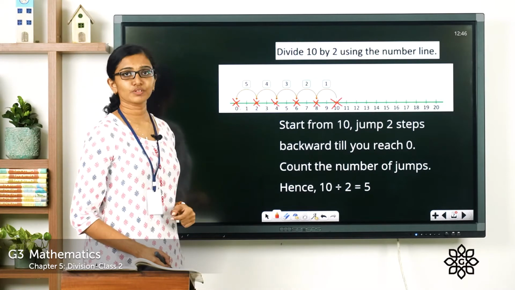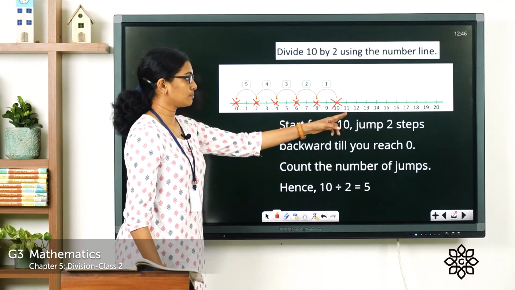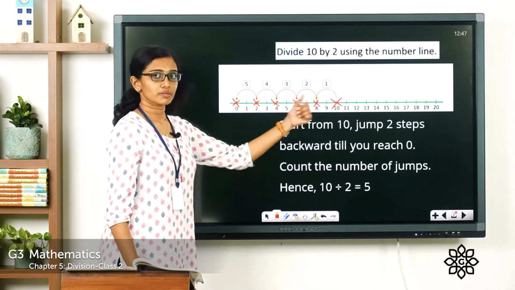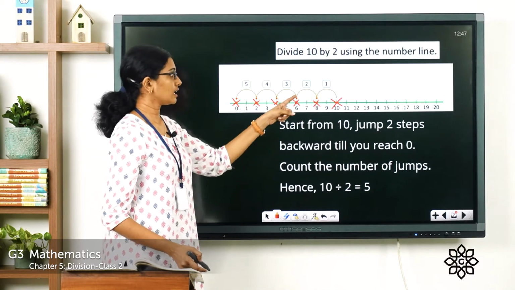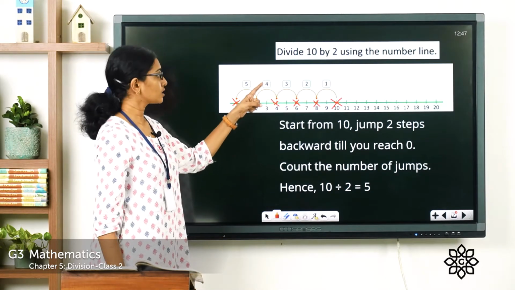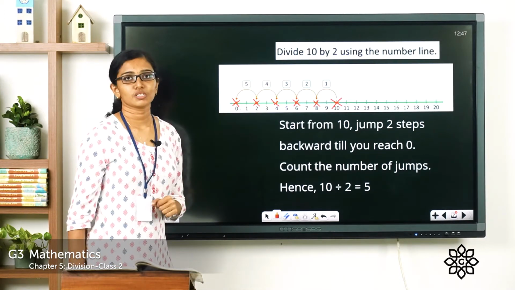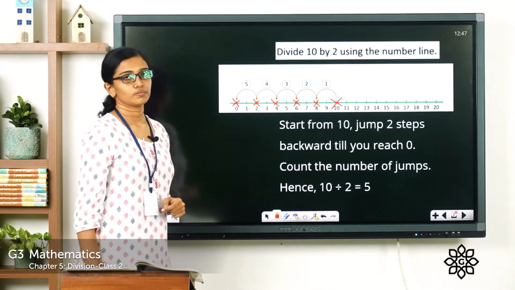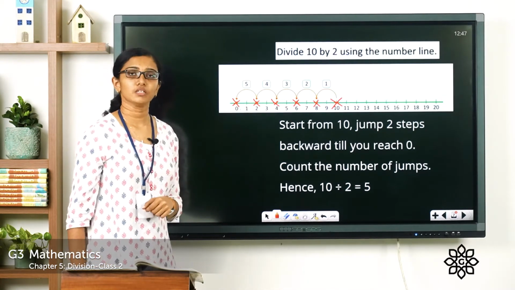So how many jumps you made? Here you made the first jump when you reached 8. And here you made the second jump. Here you made the third jump, the fourth jump and the fifth jump. And on the fifth jump you reached 0. So how many jumps you made? You made 5 jumps in total.